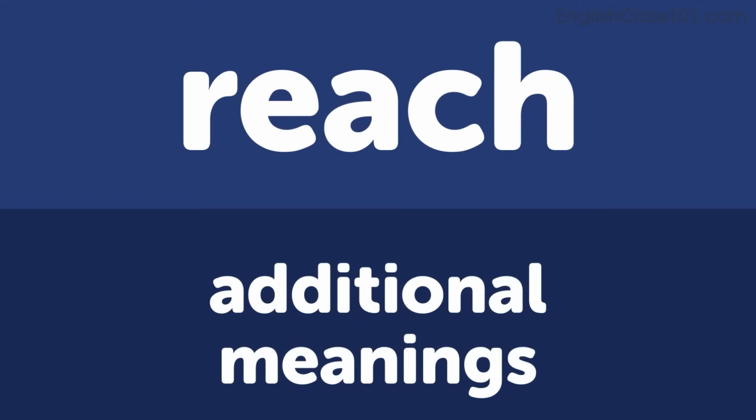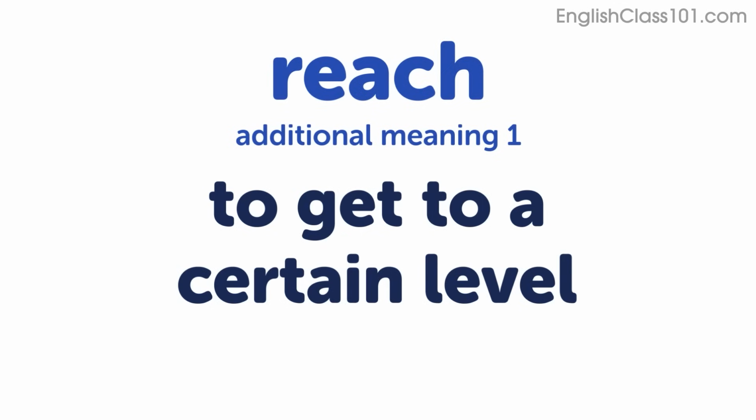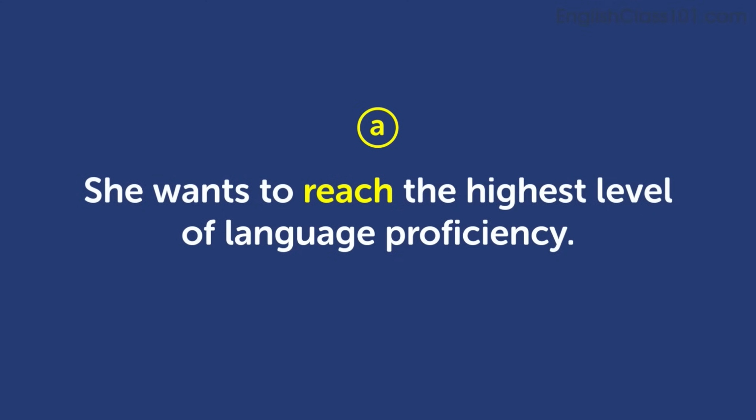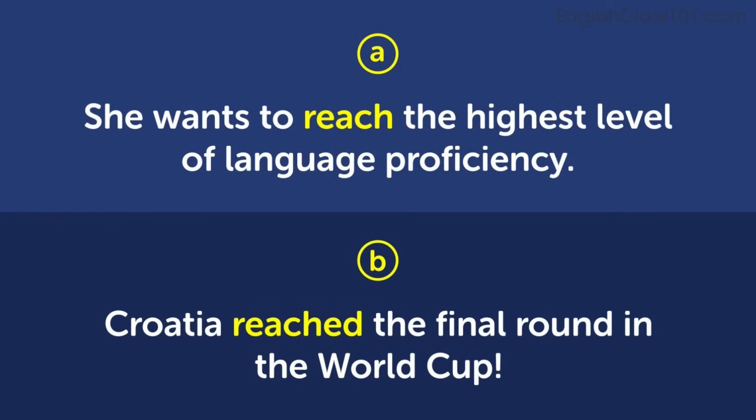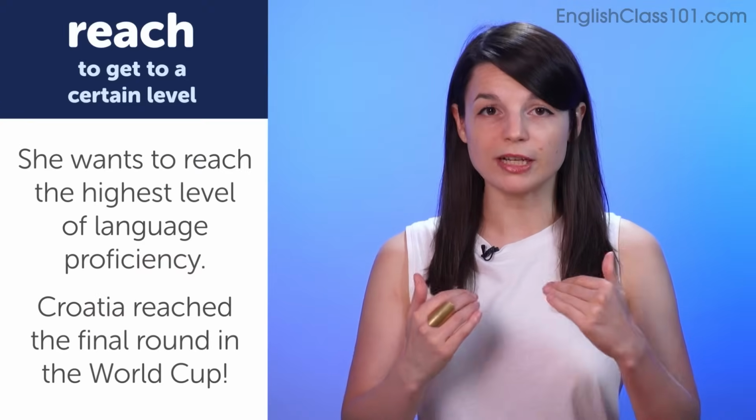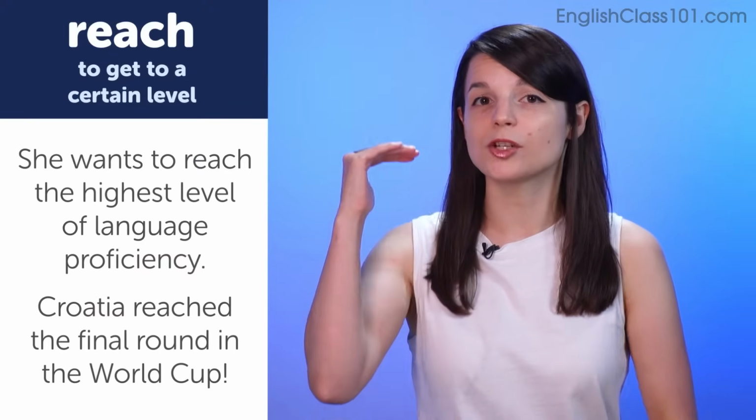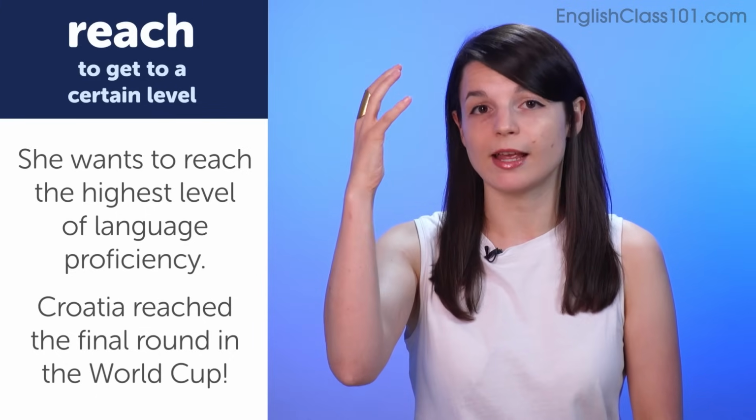Now let's talk about some additional meanings for this verb. The first additional meaning is to get to a certain level. Some examples. She wants to reach the highest level of language proficiency. Croatia reached the final round in the World Cup. So this use of reach is used to show that a certain level of achievement happens.